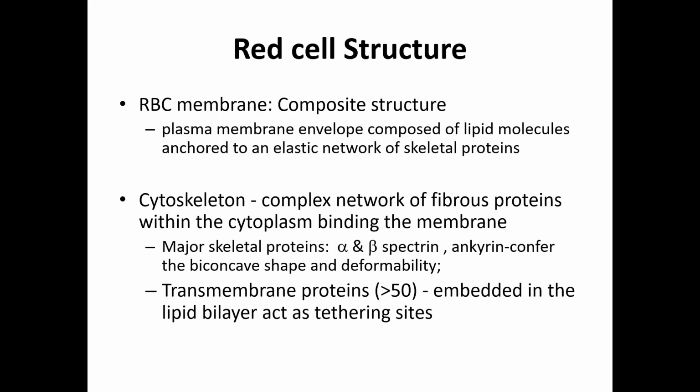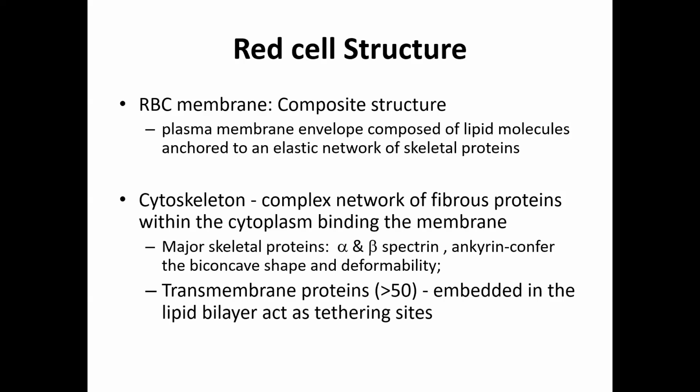The major skeletal proteins that are present are the alpha and beta spectrin and ankyrin. Alpha spectrin and beta spectrin and ankyrin. And these help confer this biconcave shape, which ensures the deformability of the red cell. And we will see later why this red cell has to be deformable. It means that this red cell has to be able to fold, to elongate, etc.